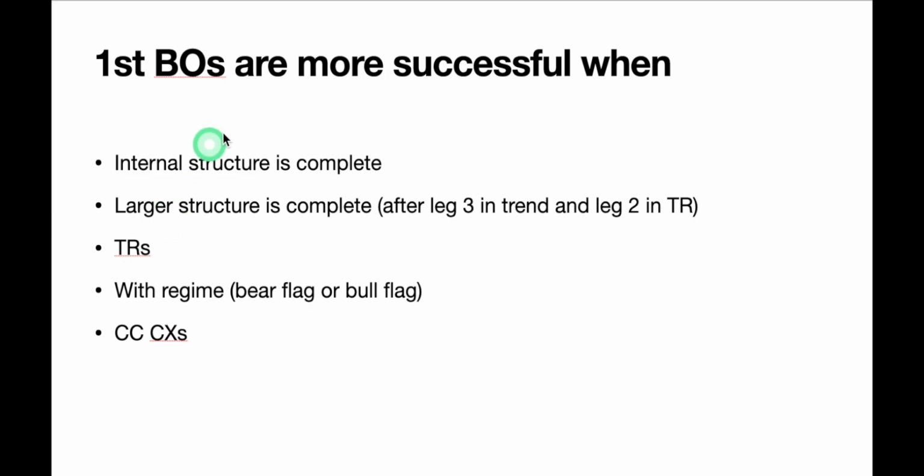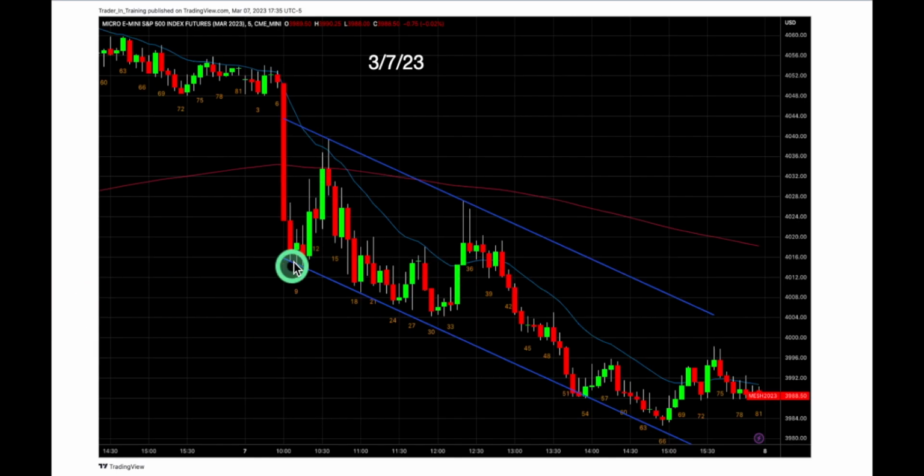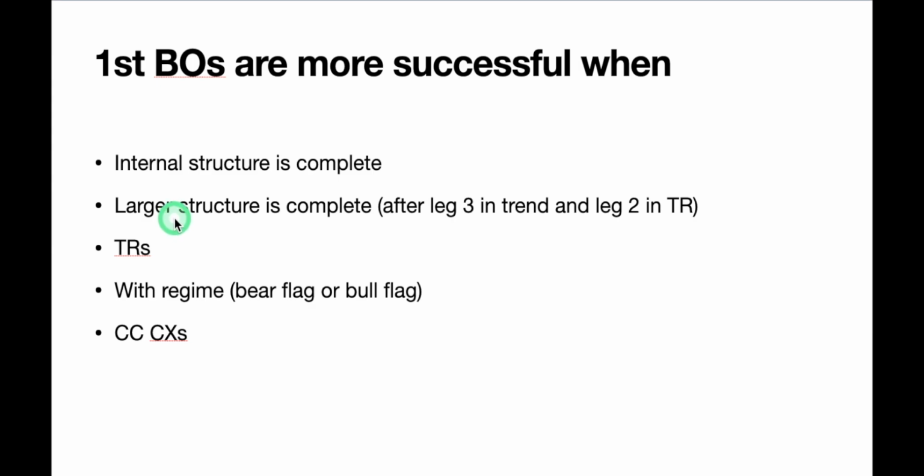So first breakouts are more successful when the internal structure is complete, like we talked about here and here. So we have 3 internal pushes up that are very clear. The second situation where first breakouts are more successful is when the larger structure is complete. So when we have a leg 3 in a trend or leg 2 in a trading range, you often won't need a second entry, buy or sell. Because of the context, we're late in a trend in leg 3 or leg 2 in a trading range. A lot of those can just happen right away on the first try.